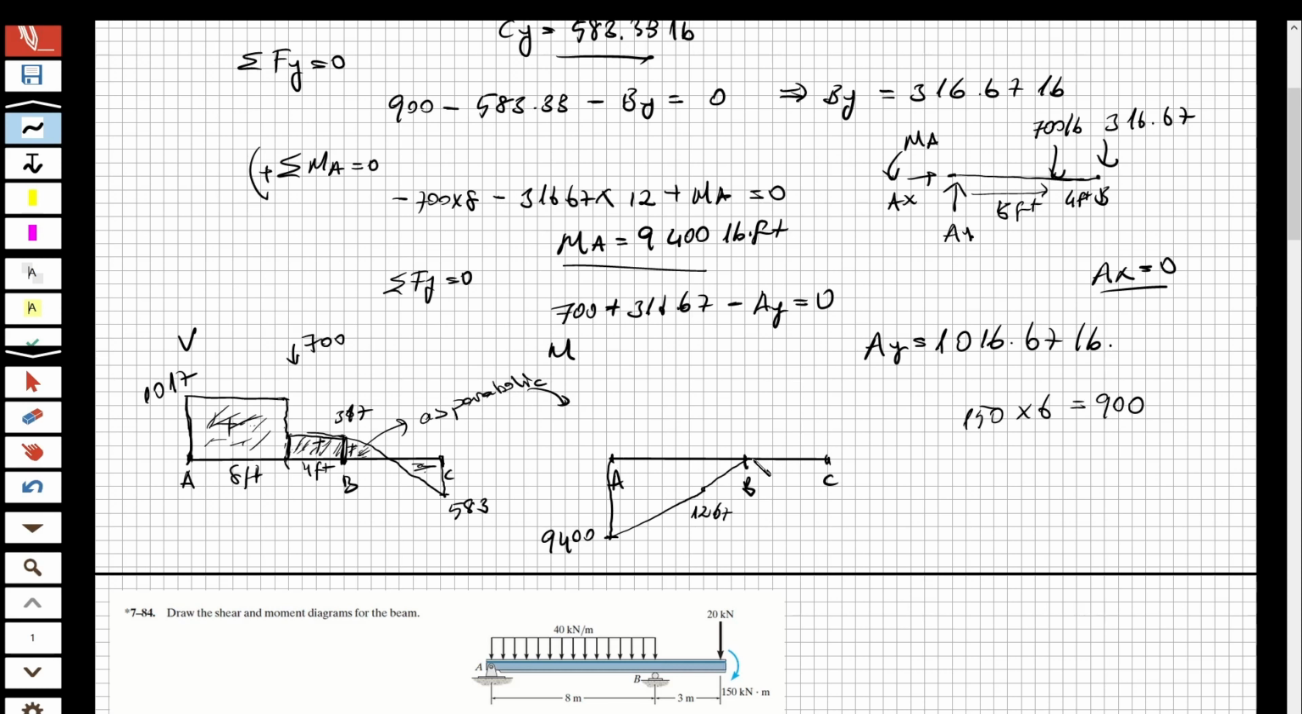Okay, so how it's going to be increased? 317 multiplied this length. What is this length? X. So what is this one? This is 6 minus x. So x over 6 minus x equal to 317 over 583. Okay, and x will be equal to 2.1. And when I write here x as 2.1 and multiply 317, so 2.1 multiplied 317 over 2. Okay, and I'm going to reach this point.